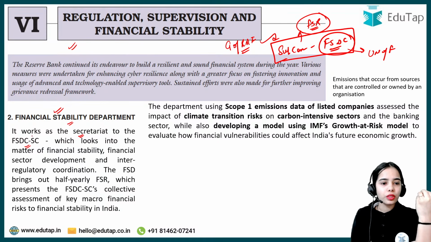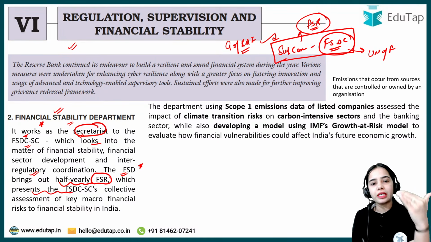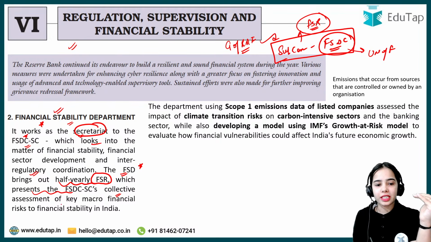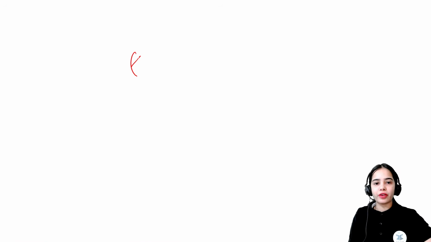So the Financial Stability Department of the Reserve Bank of India works as the secretariat to the Financial Stability and Development Council subcommittee, which looks into the matter of financial stability, financial sector development, and inter-regulatory coordination. It brings out the half-yearly Financial Stability Report, which presents the subcommittee of FSDC's collective assessment of key macro-financial risks to stability in India. I hope you already know about the Financial Stability Report.